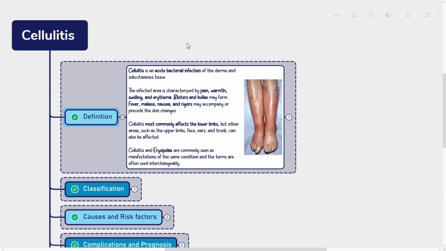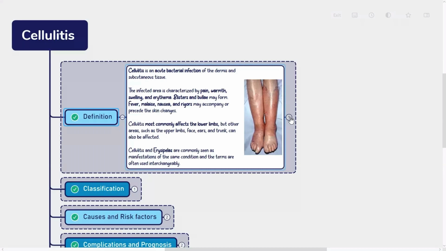Cellulitis is an acute bacterial infection of the dermis and subcutaneous tissue. The infected area is characterized by pain, warmth, swelling, and erythema. Blisters and bullae may form. Fever, malaise, nausea, and rigors may accompany or precede the skin changes.